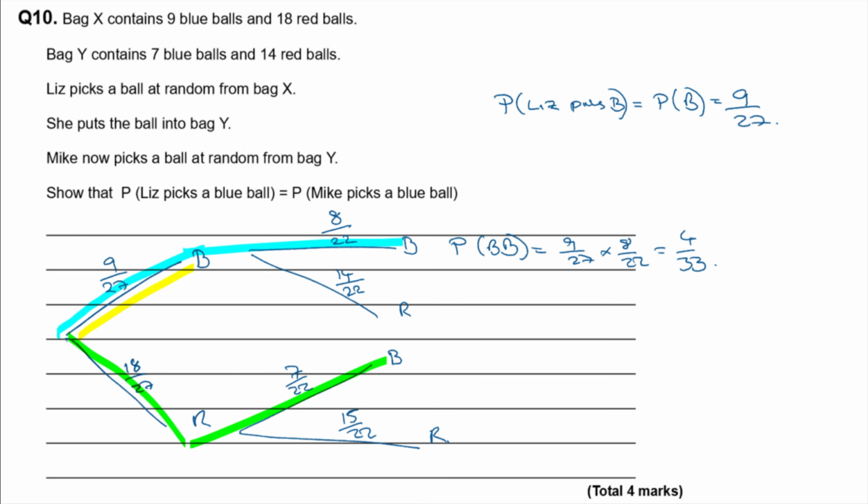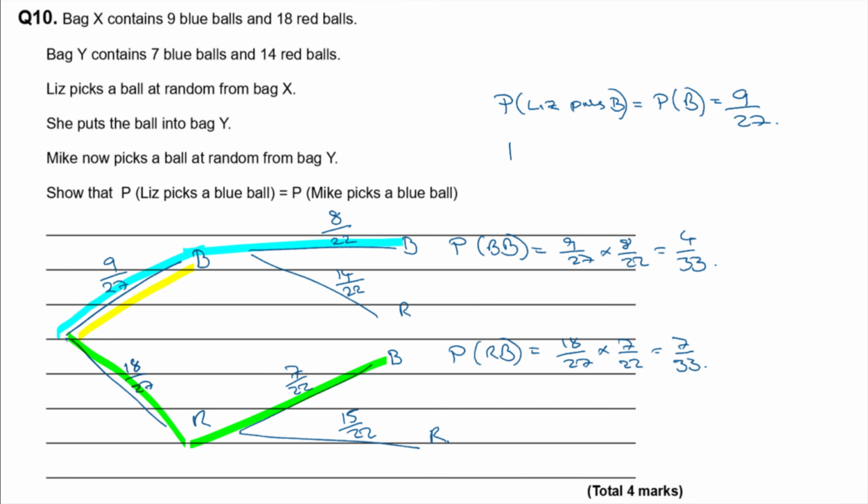Okay, and then the probability of red blue, that's going to be 18/27 times 7/22. What's that then? 18/27 times 7/22. That's 7/33.